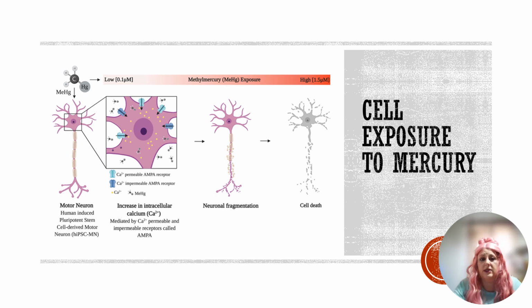As you can see from the scale of exposure, how it affects our cells from either breathing it in or eating fish that are contaminated with the mercury, high exposure leads to cell death in humans and marine life.